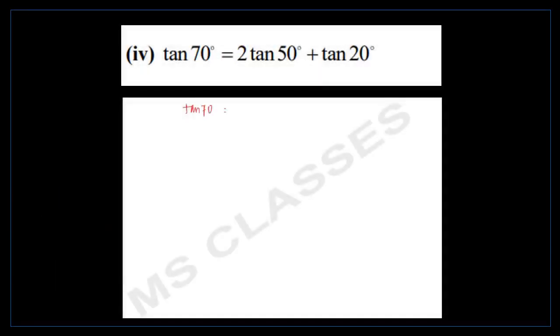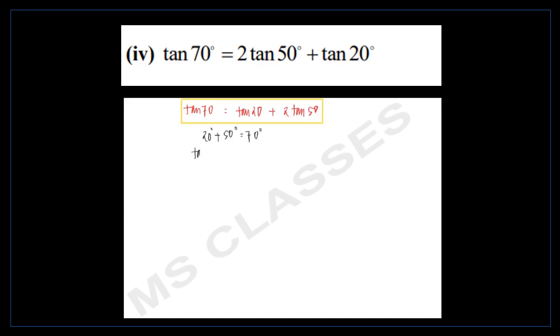Tan 70 equal to, which we have proved, is tan 20 plus 2 tan 50. This is what we need to prove. The relation between the angles you have to find: the same concept, that 20 plus 50 equals 70. So tan(20 + 50) equals tan 70. That is tan(A + B) equal to this one.